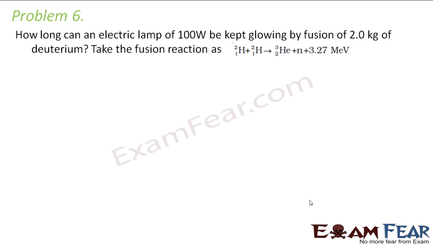Let us look at this problem now. How long can an electric lamp of 100 watts be kept glowing by fusion of 2 kgs of deuterium? So let us first write the equation for fusion of deuterium. What happens when the deuteriums fuse? They form this helium nucleus. So this is the reaction for fusion of two deuteriums.